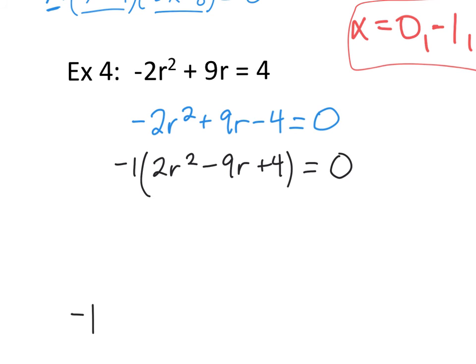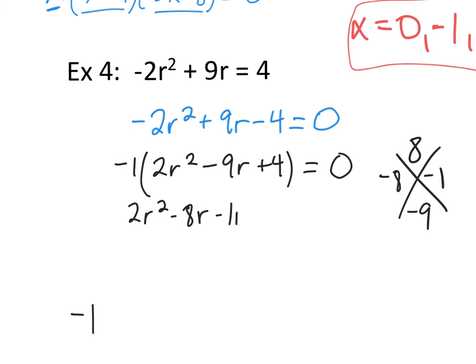Give me 1 second. So draw my x. What's going on top? 8. 2 times 4 is 8. What's going on bottom? 2 things that multiply to give me 8, add to give me -9. -8, -1. Okay, those are my 2 new middle terms. So I've got 2r squared minus 8r minus 1r and plus 4 is 0.